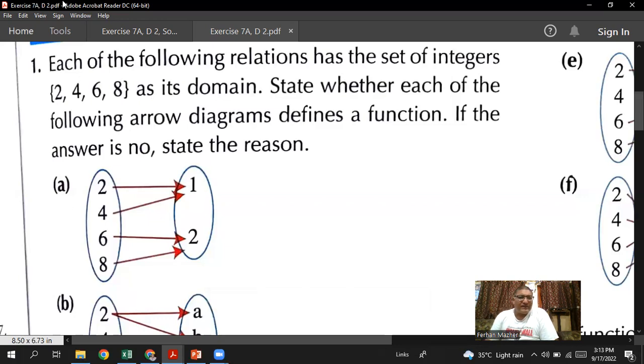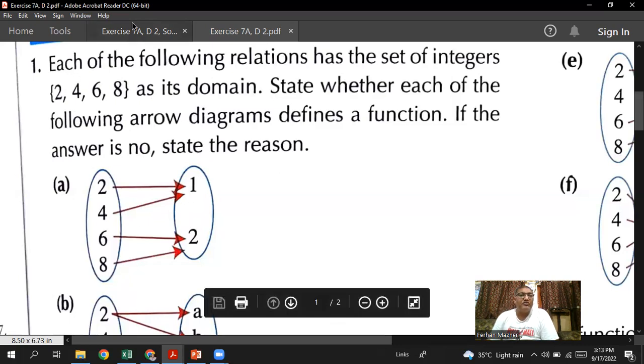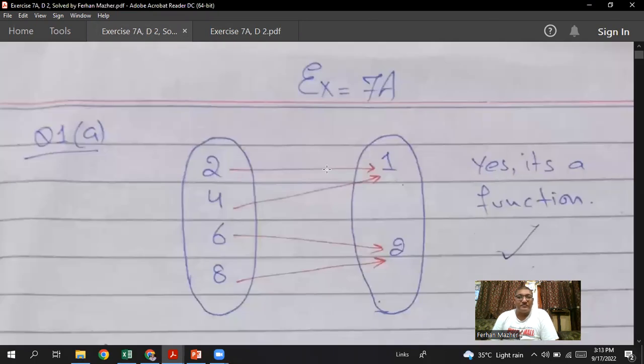For example, if you look here, 2 has image 1, 4 has image 1, 6 has image 2, 8 also has image 2. So yes, it's a function because every domain member has an image, no domain member is without an image, and no domain member has two images. So this is a function.